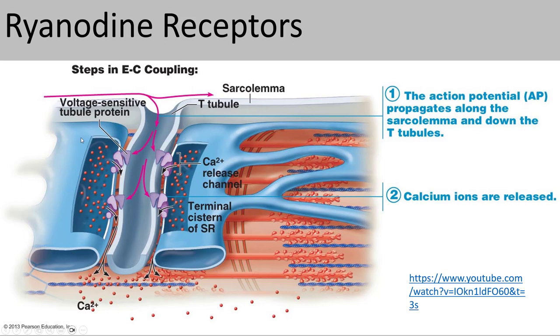What's inside of a terminal cistern? Well, terminal cistern is part of the sarcoplasmic reticulum. The sarcoplasmic reticulum is smooth endoplasmic reticulum. What's inside of smooth endoplasmic reticulum? Calcium. So the voltage-gated calcium channel opens, calcium rushes out, and it rushes out into that gap, which is the interior of the muscle cell where all of those myofibrils are found. So calcium is now open inside this muscle cell.